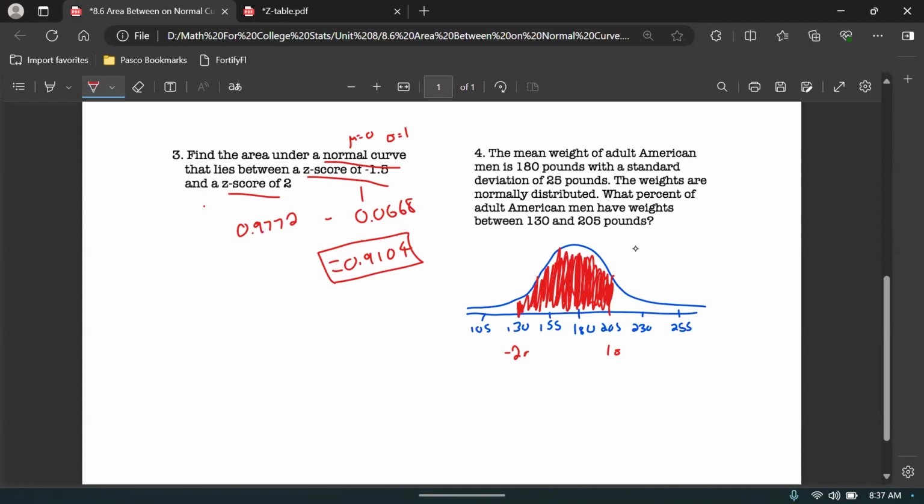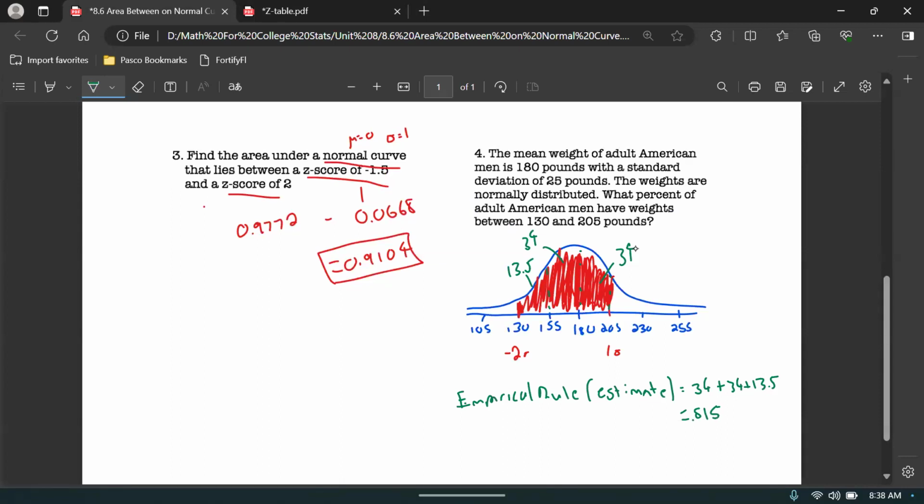So you can use the empirical rule. Remember, each region here: 34% in this region, 34% in this region, and then 13.5% in this region. If you use the empirical rule just to estimate, you would get 34 plus 34 plus 13.5. Go back all the way to 8.1 for this. That comes out to 81.5. I'll put it in proportion form, so 0.815 is our estimated answer.